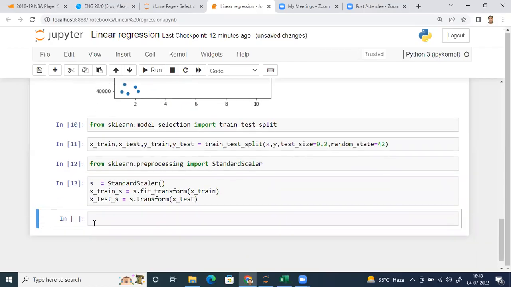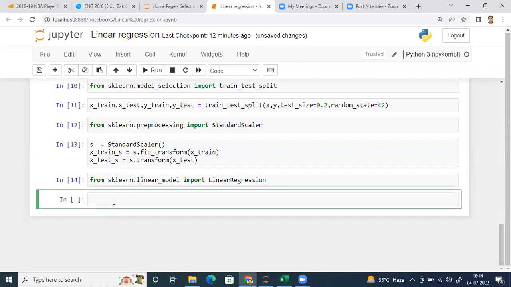Now I have to build my model. So very simple. I will just mention from sklearn.linear_model this time. This thing only you have to remember, which model is available in which library. So from sklearn.linear_model, import a class known as LinearRegression. This is what we want.